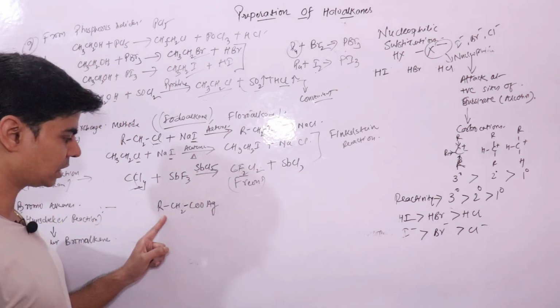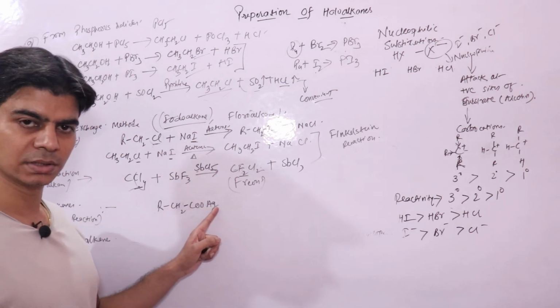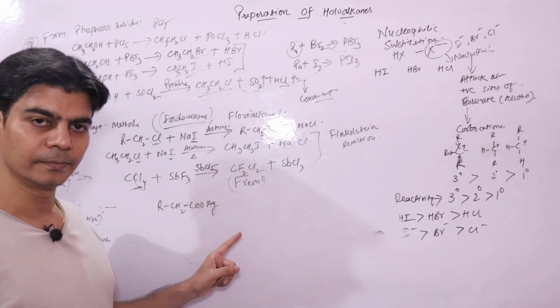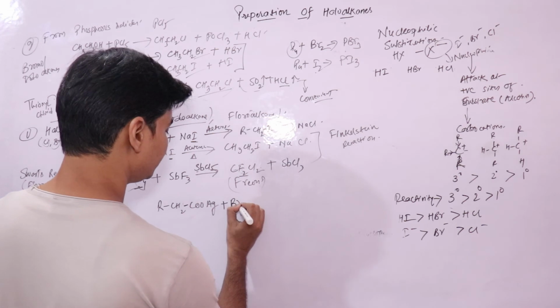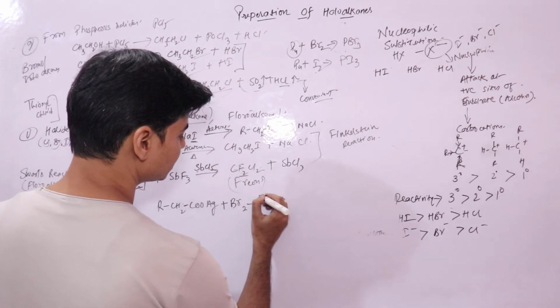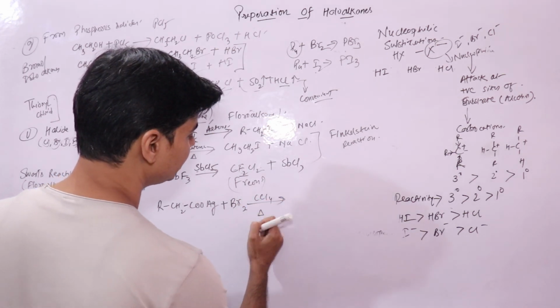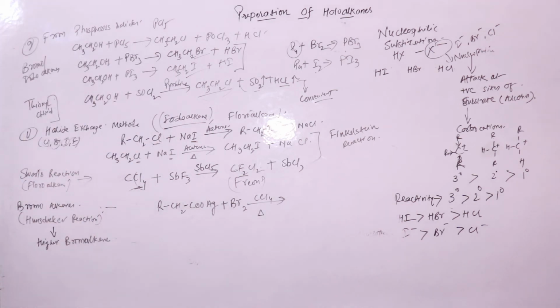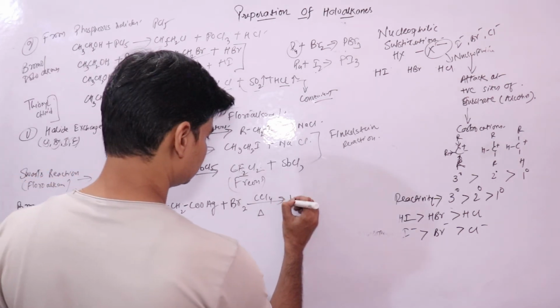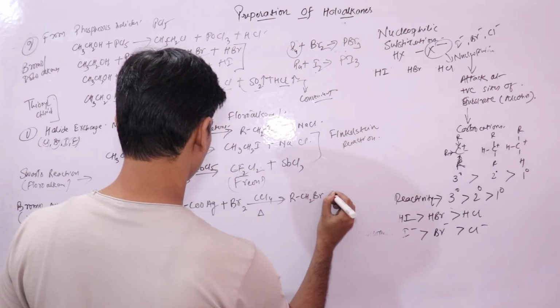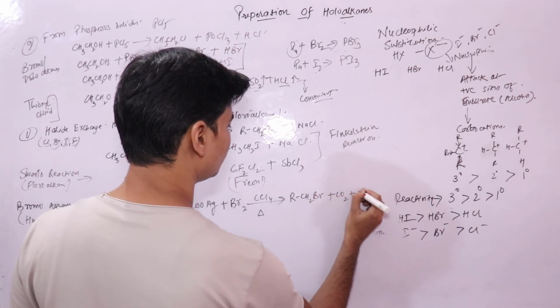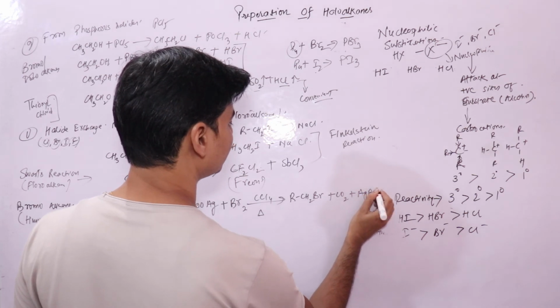The fatty acid is RCH2COOH, where H is replaced with Ag, so this is your salt. The silver salt of the fatty acid is heated with bromine in CCl4, where it will form RCH2Br plus CO2 plus silver bromide.